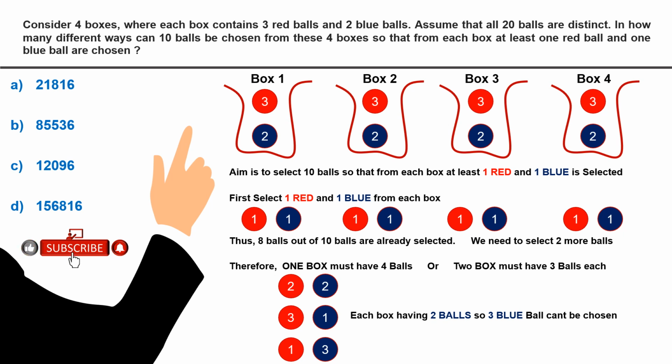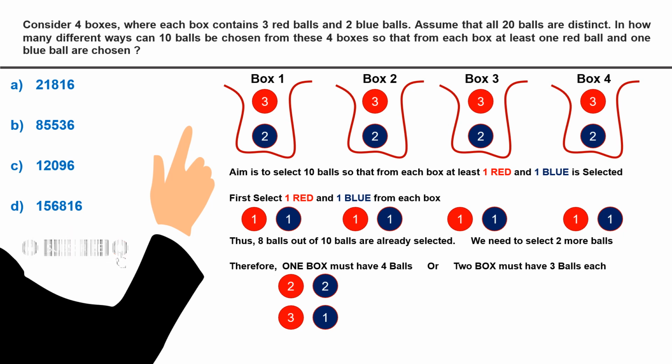Now notice carefully that each box has 2 blue balls. So therefore we cannot select 3 blue balls, because the total number of blue balls available in each box is 2. So therefore we can remove that one. Now concentrate on the second case, that is containing 3 balls each.